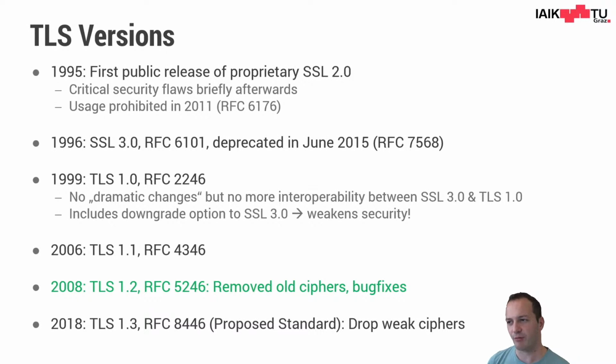But SSL 3.0 was also, we knew about better things, what we can improve, but when standardized, it was so long in place because in 1999 SSL 3.0 was essentially standardized as TLS 1.0. So the differences among them are marginal, there are no dramatic changes, it's mostly on a technical level, the interoperability was ensured, and a downgrade option was enabled.